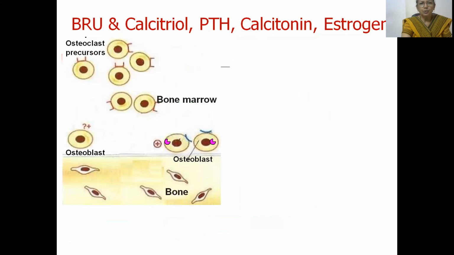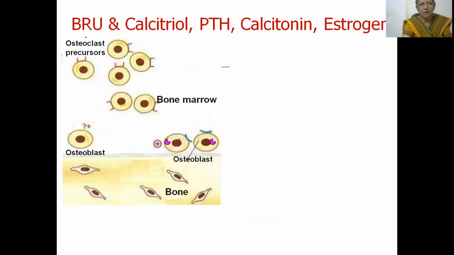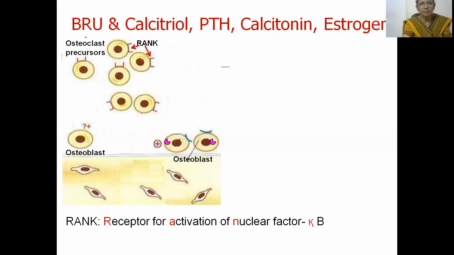So what is happening at the bone remodeling units where this resorption and deposition, both these mechanisms, are occurring? Let us see the functioning of a bone remodeling unit, and the effects of calcitriol, parathormone. Calcitriol is the active form of vitamin D. Please don't confuse between calcitriol and calcitonin. So calcitriol is the active form of vitamin D, parathormone, calcitonin and estrogen. What are their roles in this bone remodeling unit?